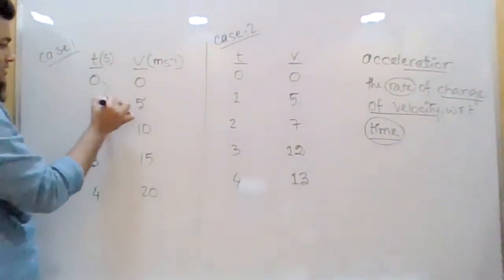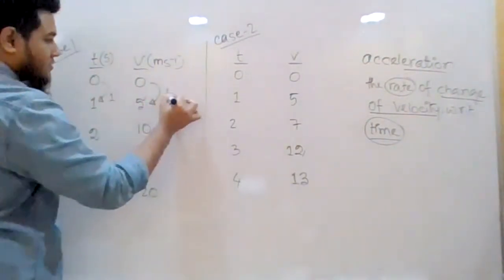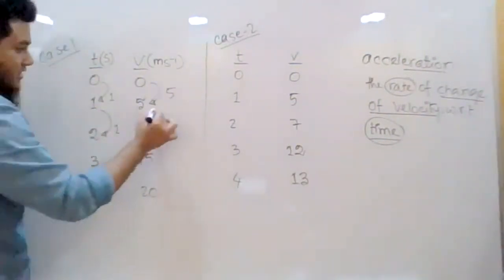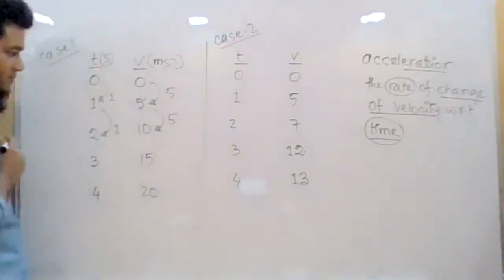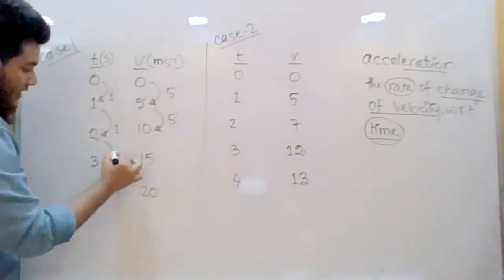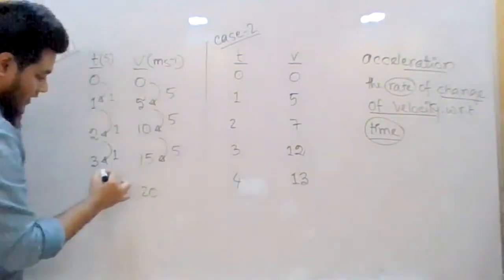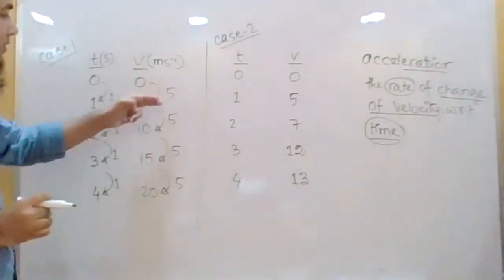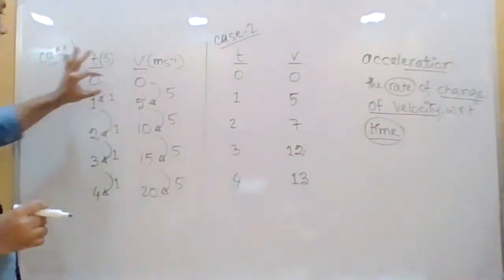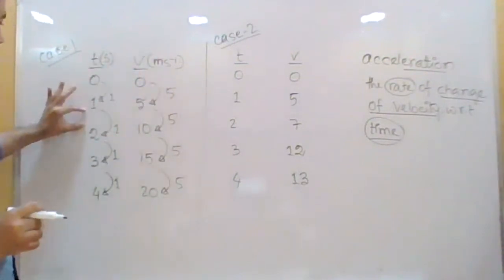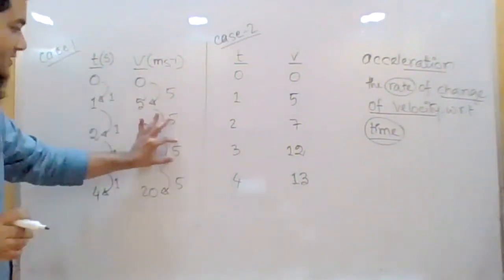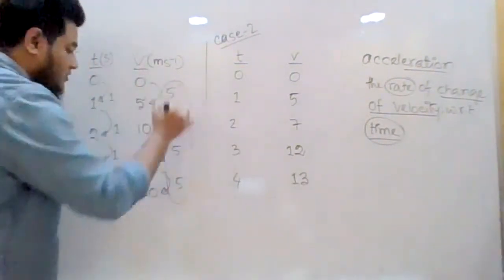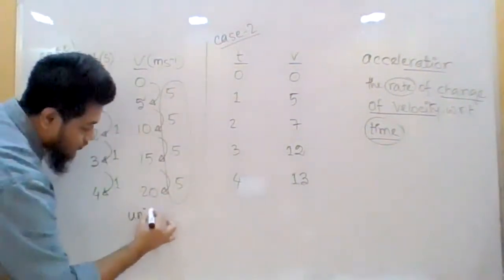Within 1 second, the velocity has changed how much? 5 meters. The velocity has changed another more 5. Another 1 second, another 5. Another 5. Again 5. Here, the rate of change of velocity, for this 1 second, this is acceleration. For this, this is acceleration. For this 1 second, this is acceleration. So is the acceleration changing? No. It is uniform, so it is uniform acceleration.